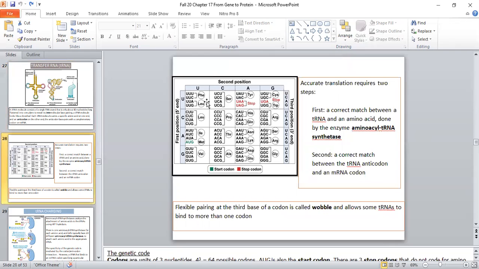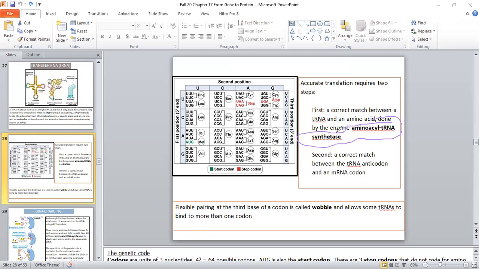Now, this is a new thing. There is one enzyme which is responsible to attach amino acids to the transfer RNA. This enzyme is called amino acyl transfer RNA synthetase. So this is responsible to make sure that one particular amino acid attaches itself to a particular transfer RNA.